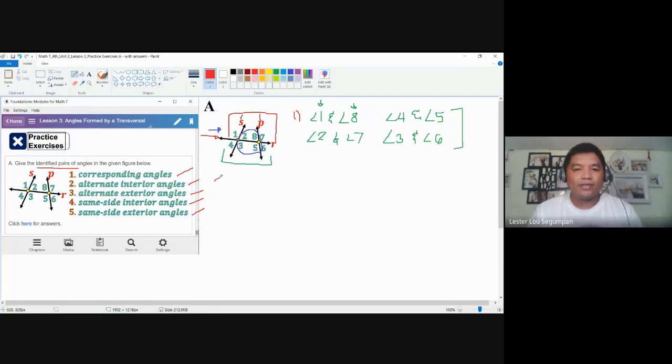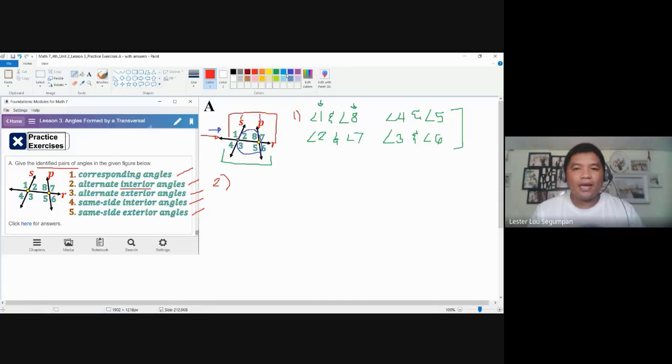Let's proceed to item number 2. Item number 2 talks about a pair of angles which are considered to be alternate interior angles. From the name itself, we could actually give the conditions, but we are just going to add one more. The first condition is that they are angles found in the interior. So if we say interior, we only have angles 2, 3, 8, and 5.